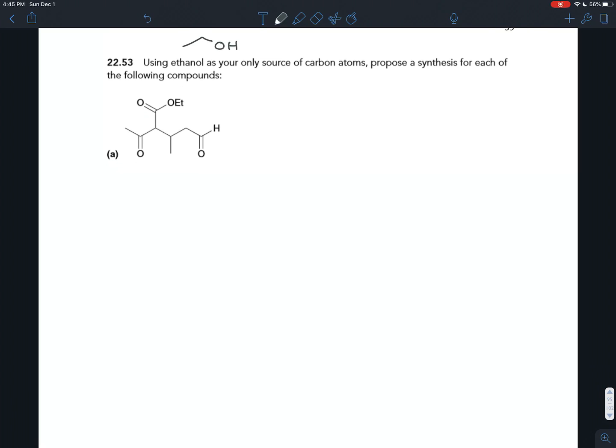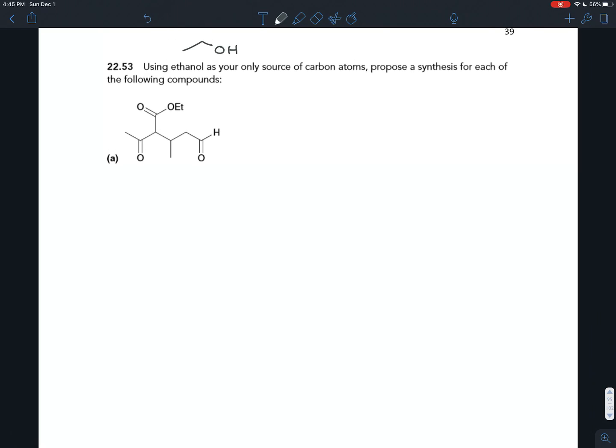Now in the analysis for this, I'm going to do this using retrosynthesis. So first we're going to come up with a plan using retrosynthesis, and then we'll write the forward reactions using the actual recipes that create the transformations.